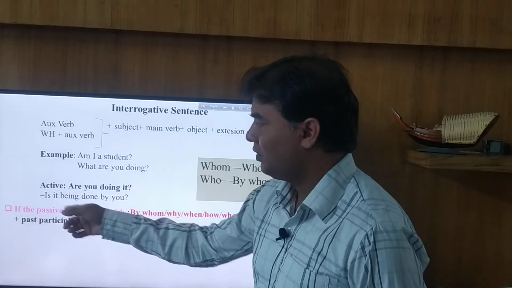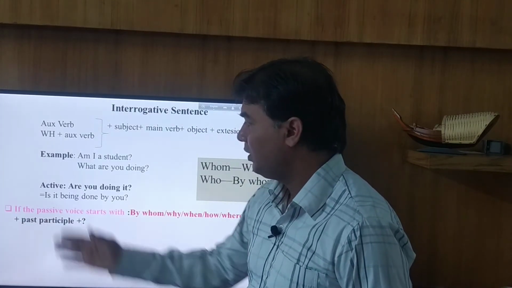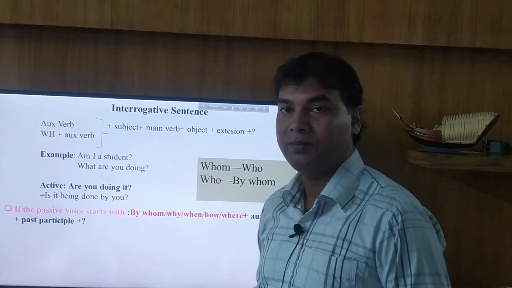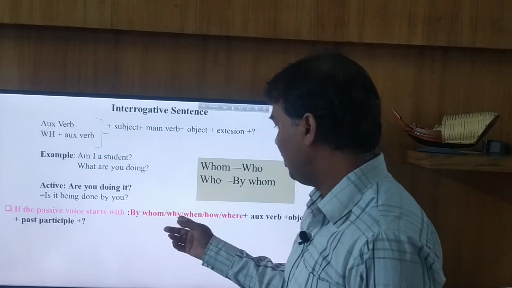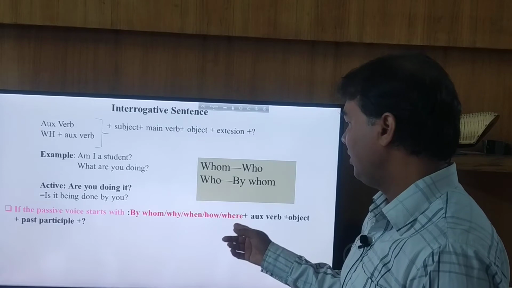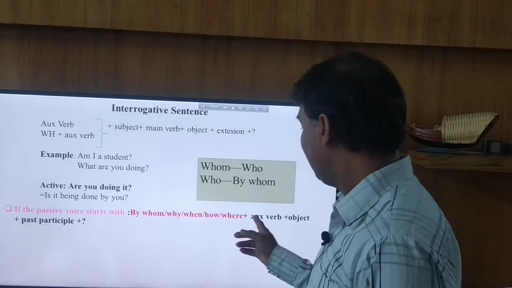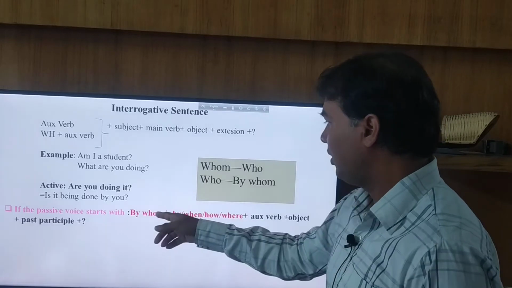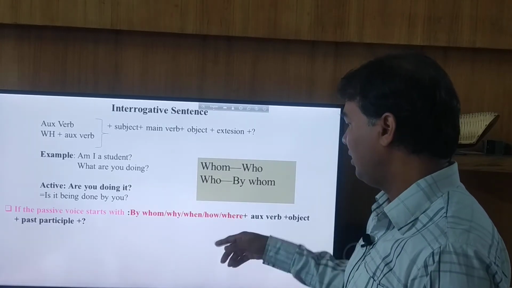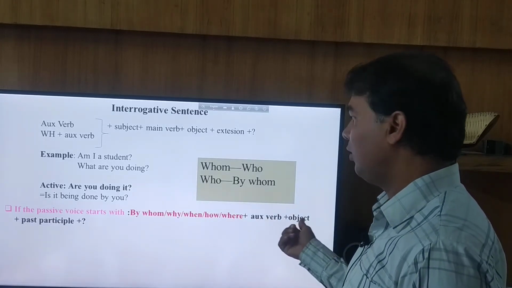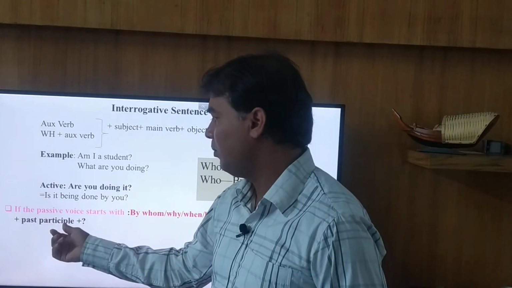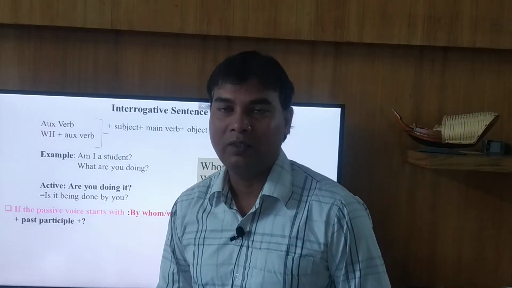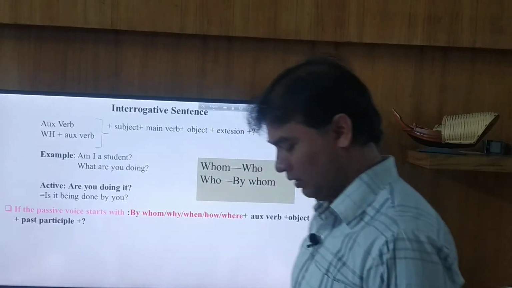Now this is another important rule. If the passive voice starts with by whom, why, when, how, where, then you need to write the auxiliary verb after that. So you write by whom, why, when, how, where, then auxiliary verb, then object, then past participle of the main verb, then note of interrogation. Okay, you see the example.